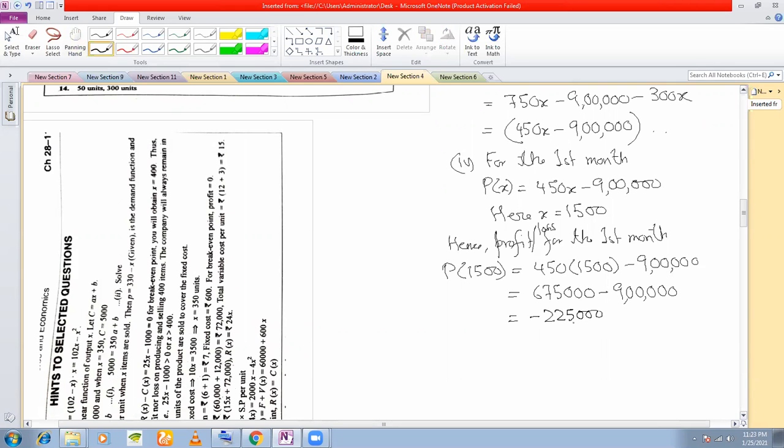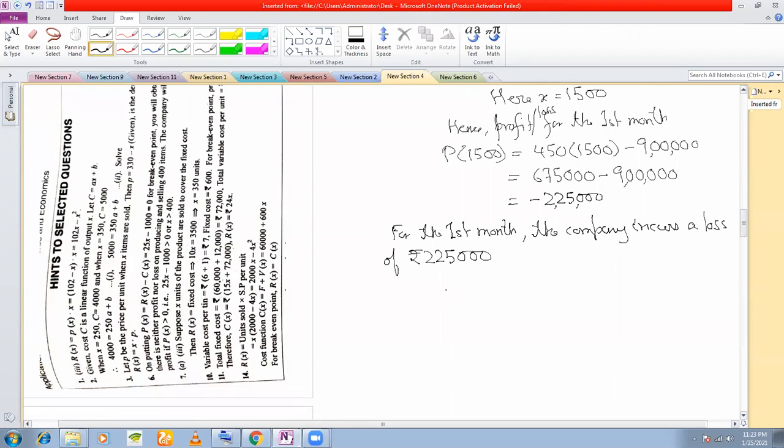That means for the first month, the company incurs a loss of rupees 2,25,000, because of the negative sign. If we would have got a positive answer, then we would say the company has made a profit. Okay. And finally, the last question.